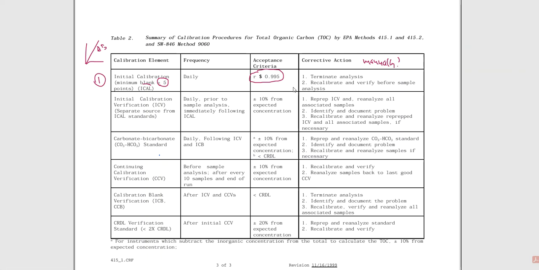And notice it says the frequency is daily. You cannot use a calibration curve from last week. You cannot use a calibration curve from last year. For goodness sakes, it wasn't even done on the same day, probably not made with the same solvents. Everything in the environment is going to be different. Folks, you cannot do it.